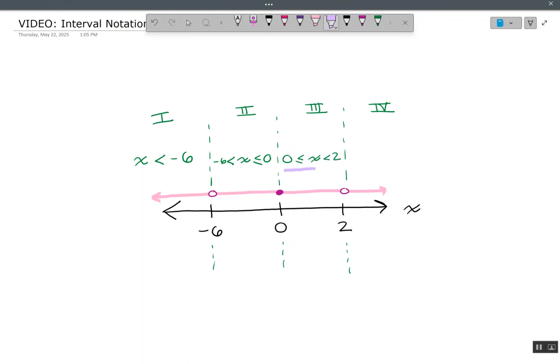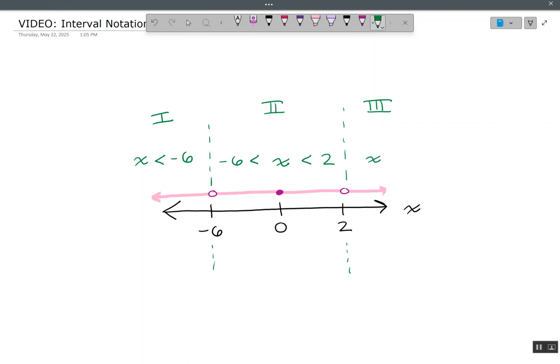But you notice that this is very similar. And in particular, this bit right here is the same. So we can kind of just squish that together and combine these regions. So we'll call this one region 2, region 3. So in here I have all the x values between -6 and 2, excluding either.